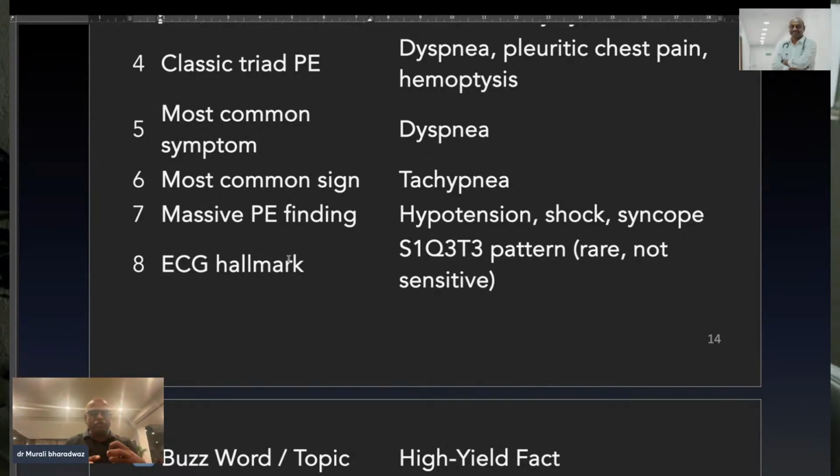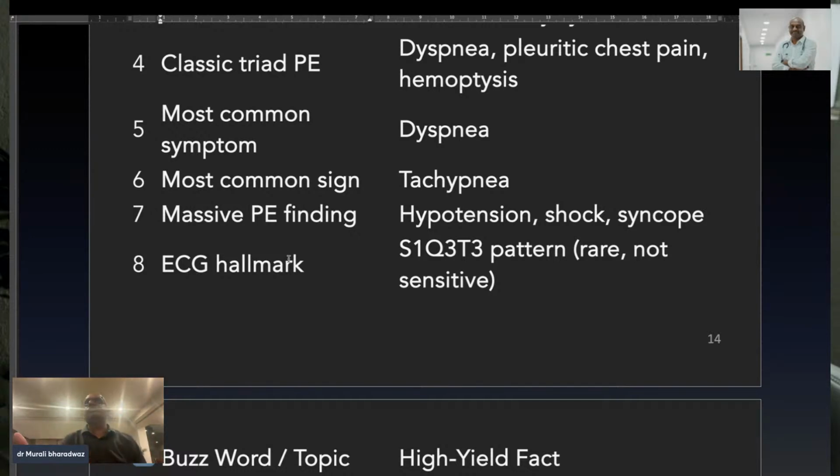Because the moment pulmonary embolus is there, acute pulmonary hypertension is there, the right ventricle is unable to pump into the pulmonary artery. The moment the cardiac output is diminished, the heart will compensate by tachycardia. So sinus tachycardia is the commonest feature of pulmonary embolism on ECG.